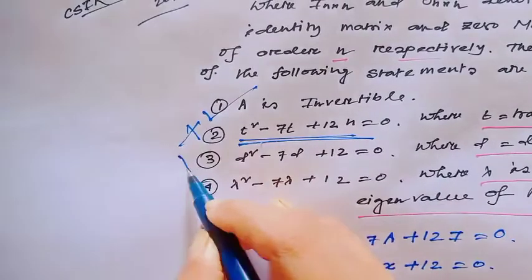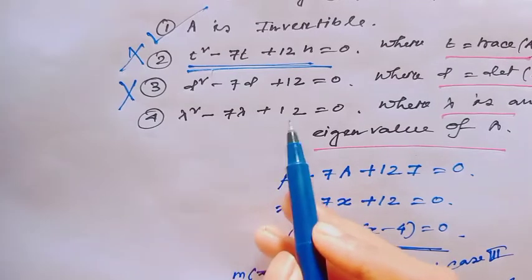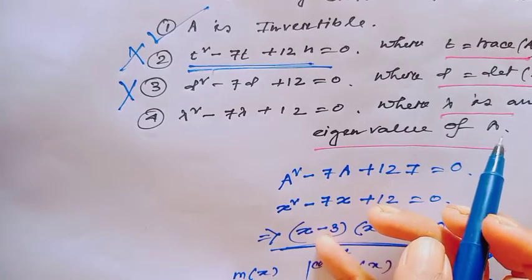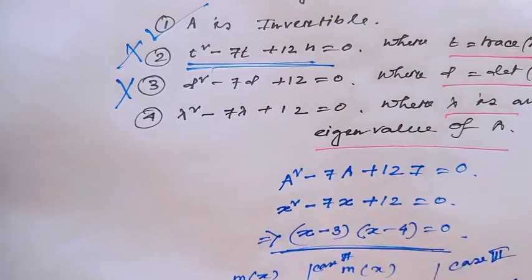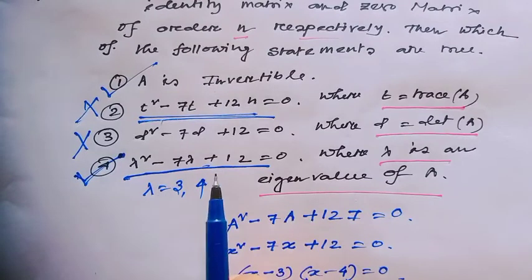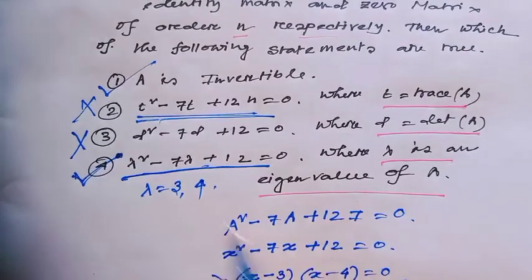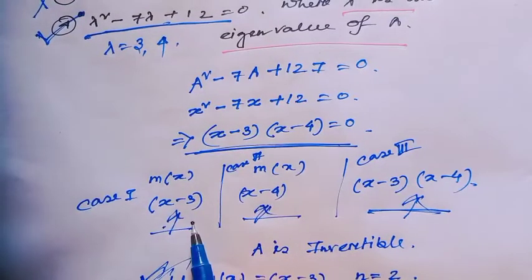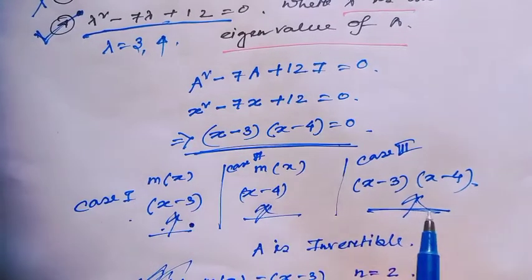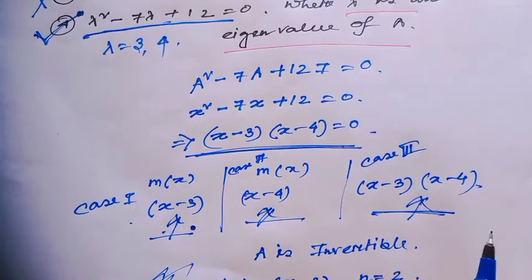So option 3 is also a wrong option, and option 4 indicates lambda square minus 7 lambda plus 12 equal to 0, where lambda is an eigenvalue of this matrix. This option is obviously a true option, because lambda square minus 7 lambda plus 12 equal to 0 means, from this minimal polynomial for case 1, case 2 and case 3, I have got either 3 be an eigenvalue or 4 be an eigenvalue or 3 and 4 be eigenvalues.